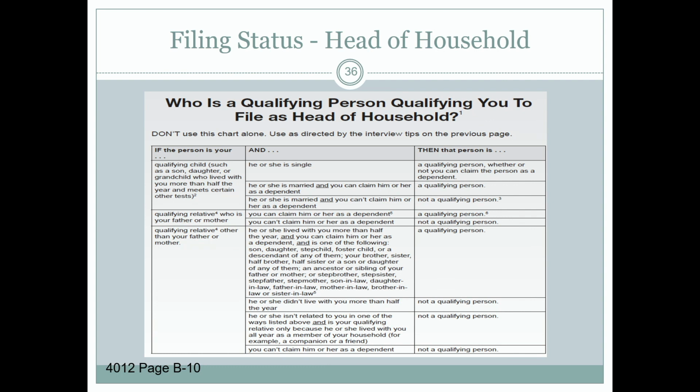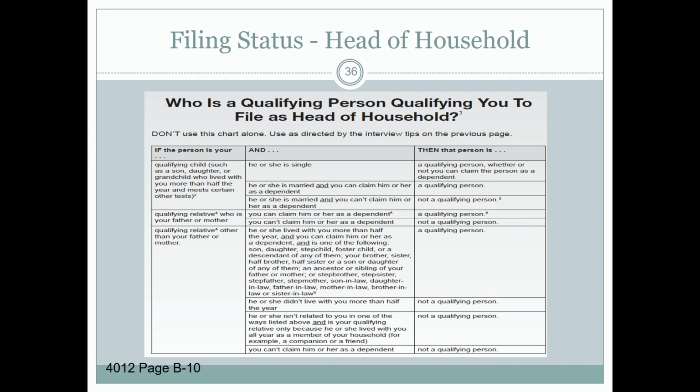So if they're your dependent, even if they didn't live with you, but you paid more than half the cost of maintaining the residence or the property where they did live, then they can qualify you for head of household. But if they are not your dependent, then they do not qualify you for head of household. We drop down to the third category of person. It's a qualifying relative other than your father or mother.